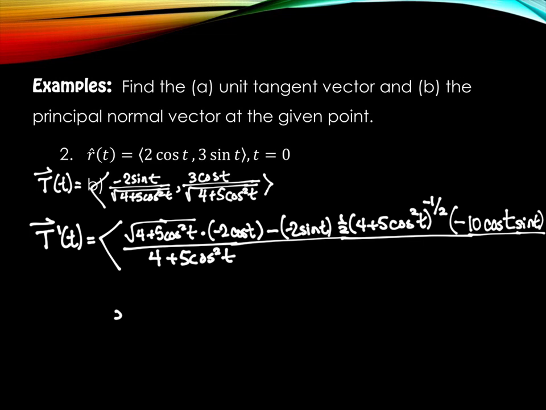Now we need to do the second one. Well, it'll have the same denominator. It's 4 plus 5 cosine squared of t. Okay, and we're going to do the denominator times the derivative of the numerator. So what's the derivative of 3 cosine t?